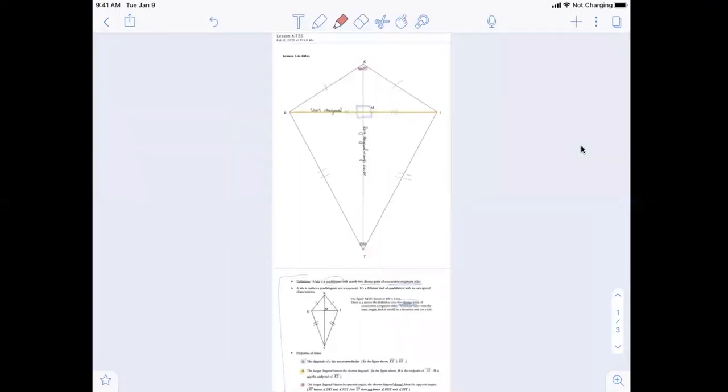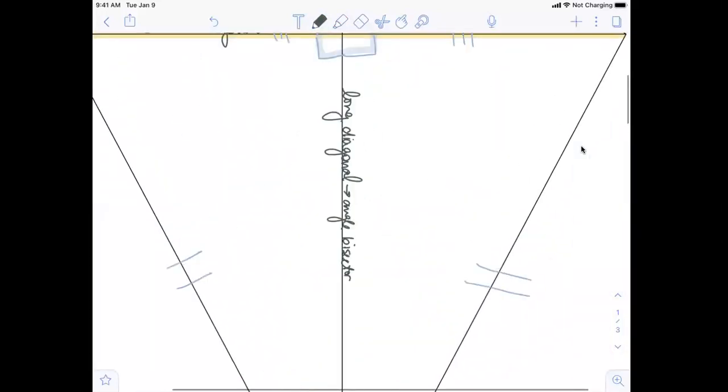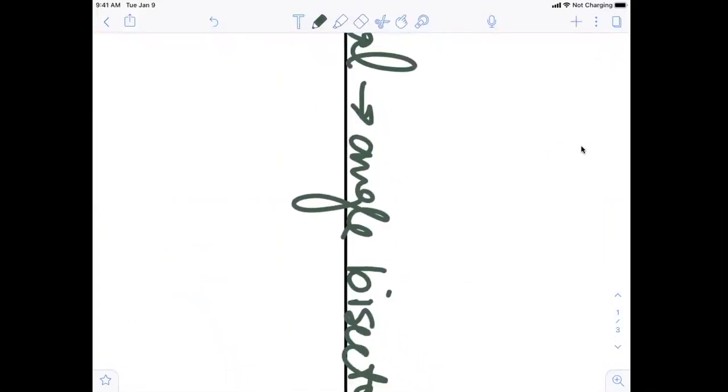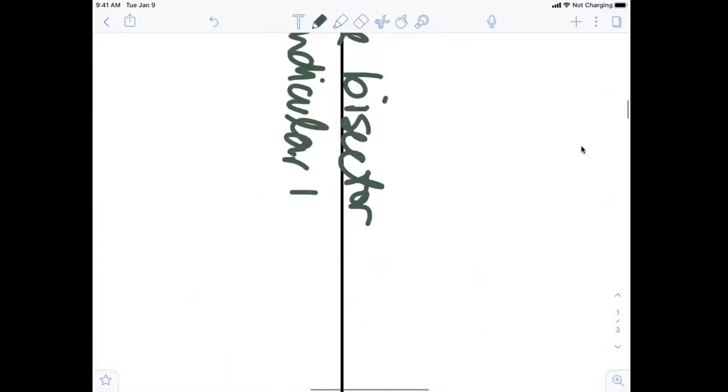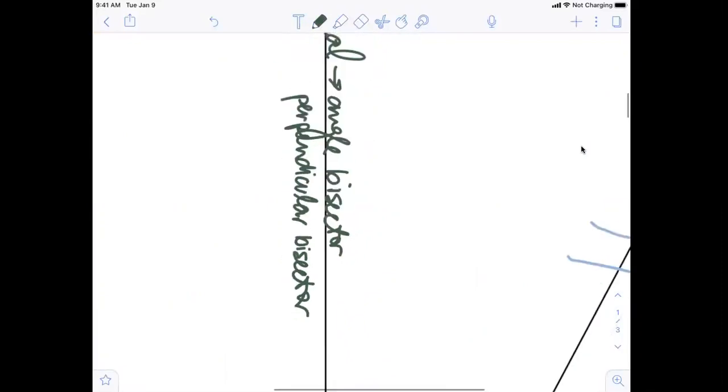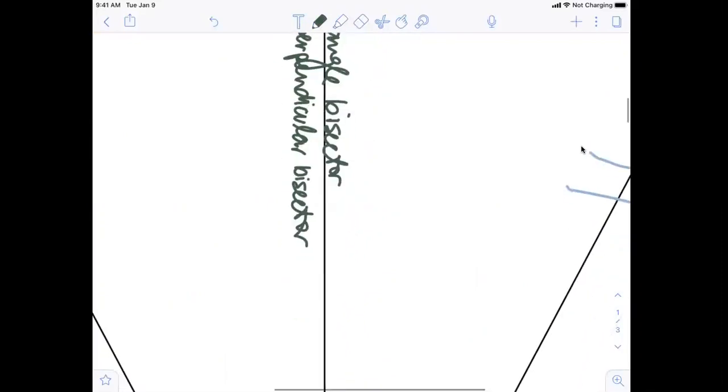Going back to property number 2, I forgot to write this one down, but I'm going to write it down while I'm thinking about it. The long diagonal is an angle bisector, and then I said this, but I didn't write it down. It's the perpendicular bisector of the short diagonal. So I'm going to write "of short diagonal."